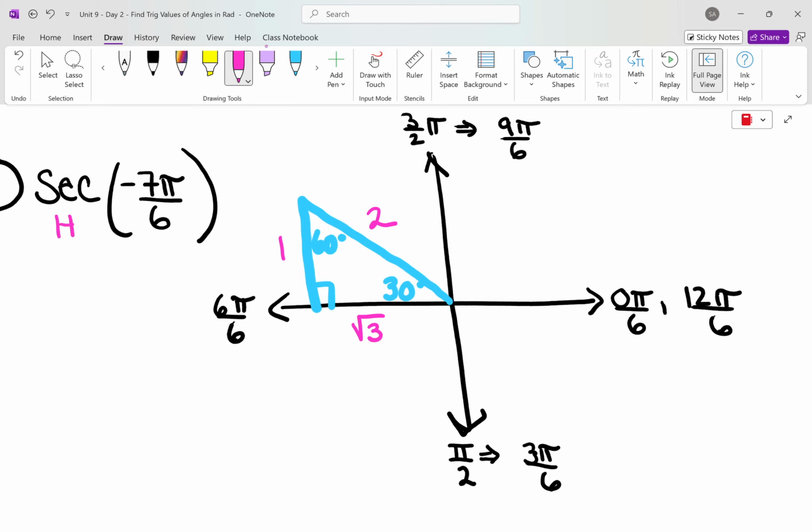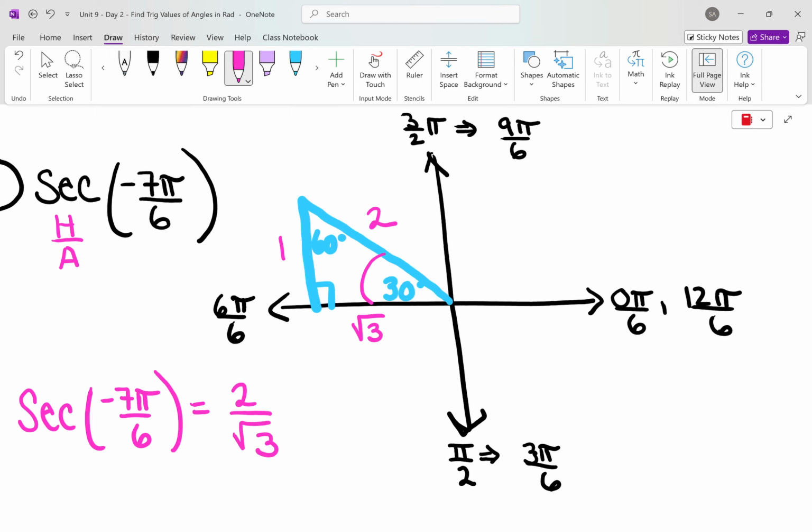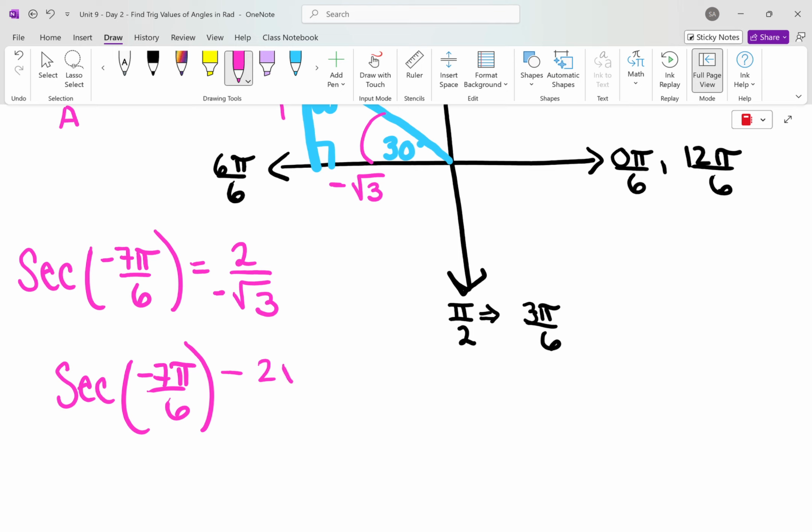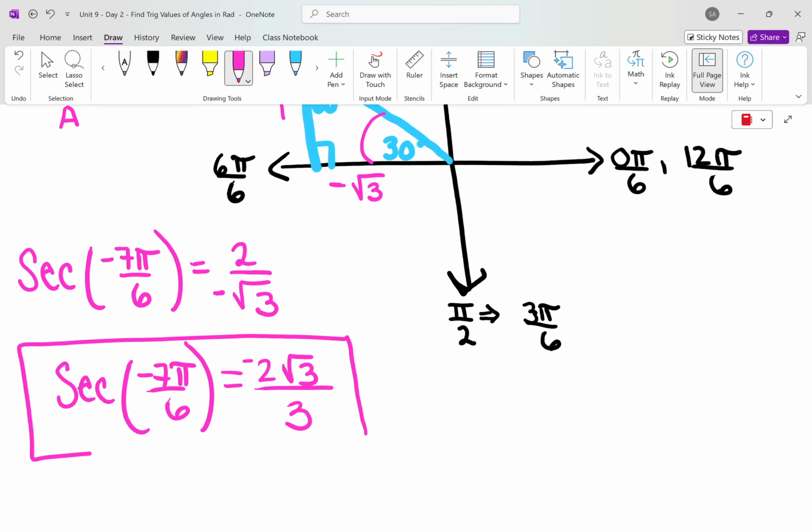Secant is related to which main trig function? Cosine. And cosine is a over h, so secant is h over a. So the secant of negative 7 pi over 6 will be hypotenuse, which is 2, over adjacent, which is root 3. Isn't this a negative root 3? Can I leave it like this? No, we have to rationalize. So the secant of negative 7 pi over 6 will be negative 2 root 3 over 3.